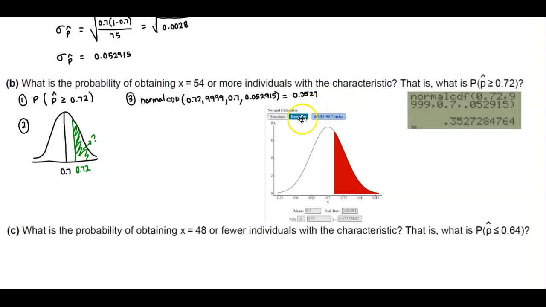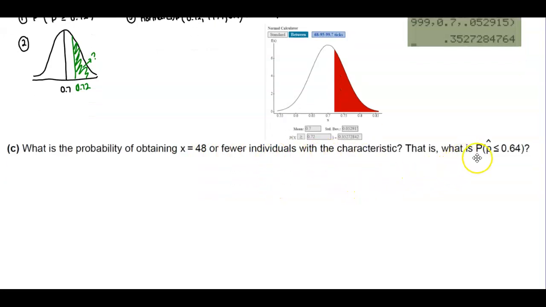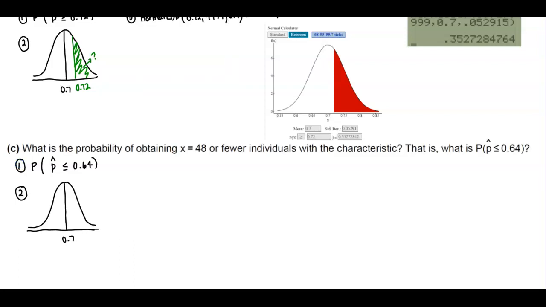Now in part C, it says, what is the probability of obtaining X equals 48 or fewer individuals with this characteristic? That is, what is the probability of the sample proportion being less than or equal to 0.64? So again, looking at this on our bell curve, we know that our mean is 0.7, and we're looking for an area that is less than 0.64.